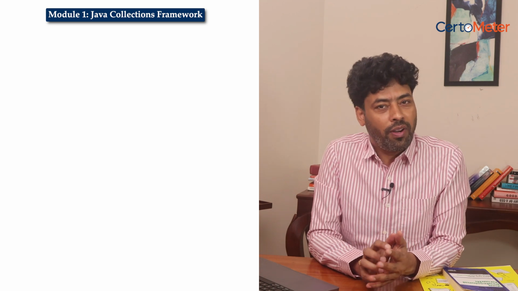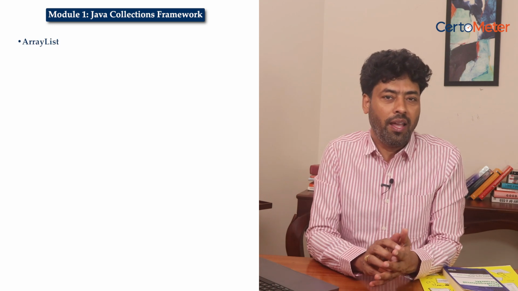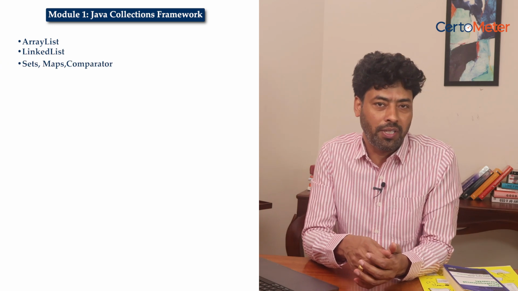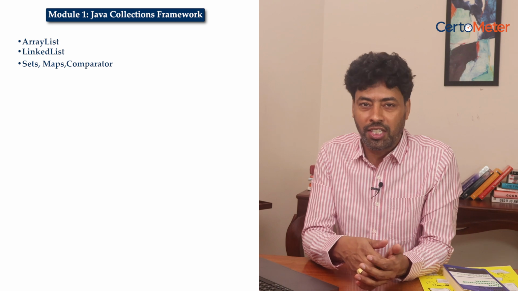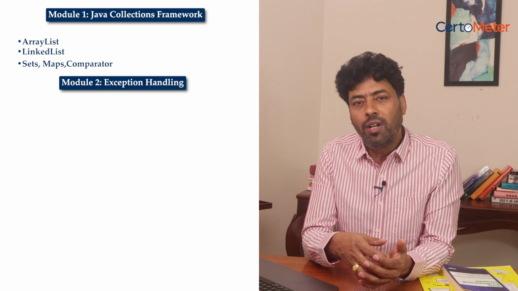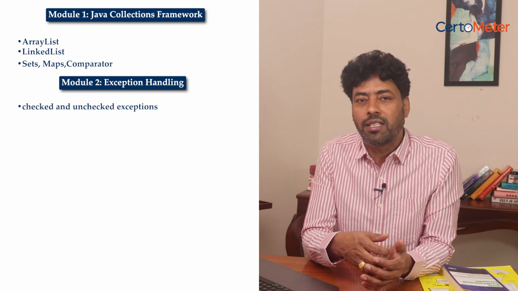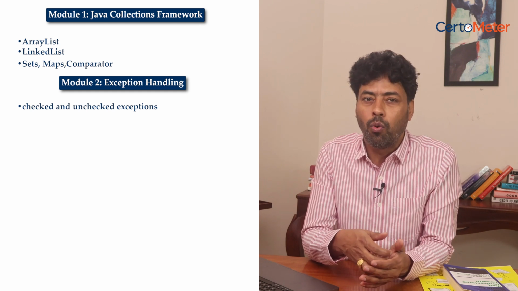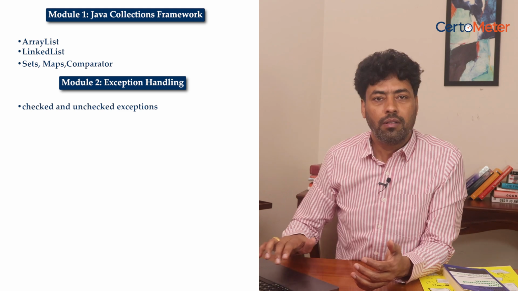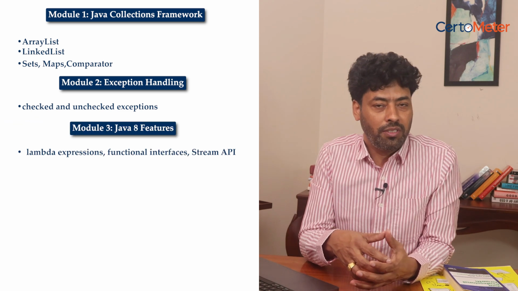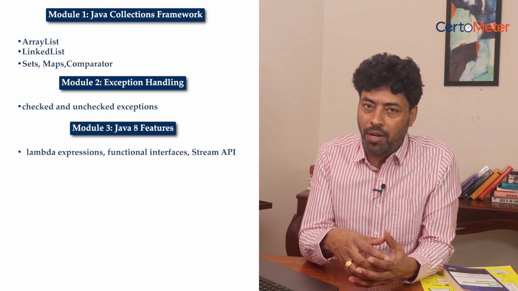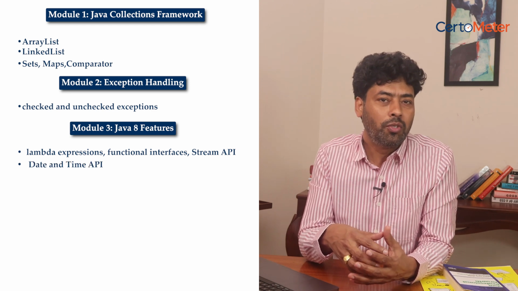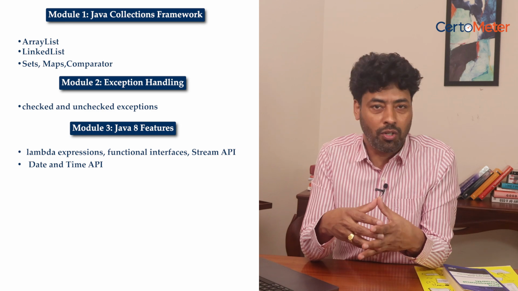Master Java collection frameworks, learn the differences between ArrayList and LinkedList, and understand how to use sets, maps, and Comparator for sorting collections efficiently. Then you will learn how to handle checked and unchecked exceptions and create custom exceptions to make your code more robust and maintainable. After that, dive into Lambda expressions, functional interfaces, Stream API, and the new date and time API introduced in Java 8 to write more concise and functional code.